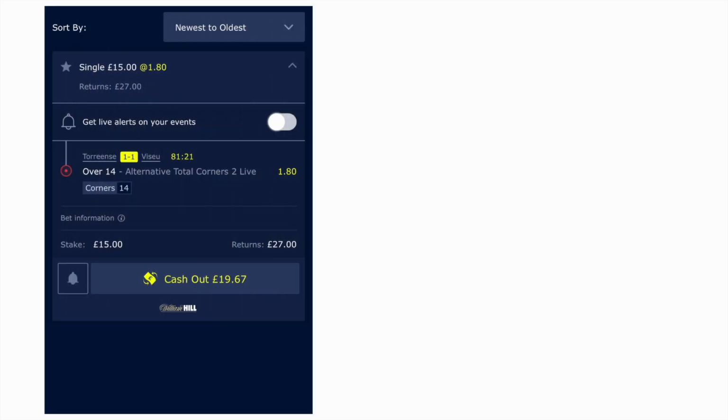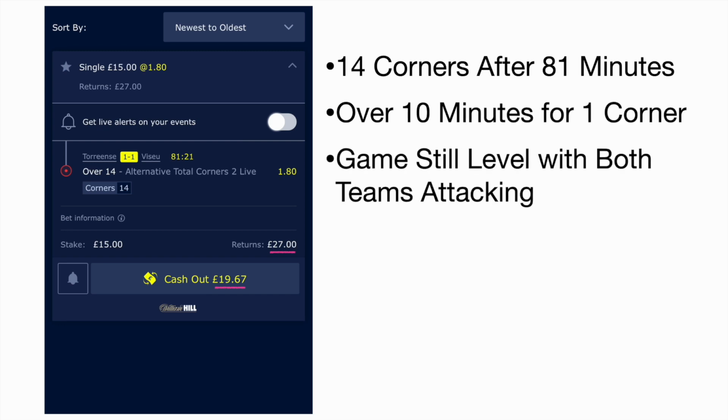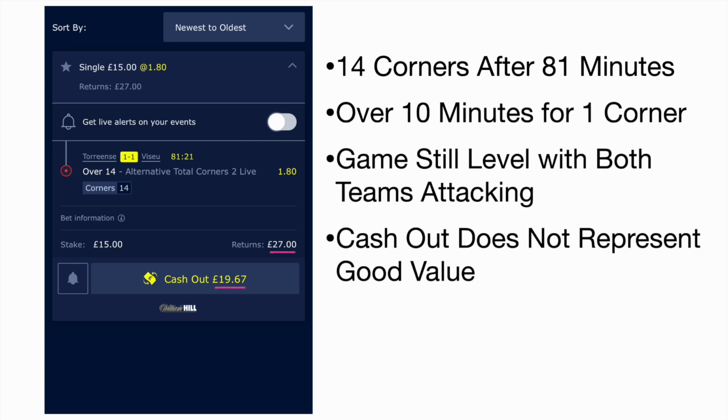Now, if you look at the cash out then in the 81st minute, 19.67, and the returns are £27 for the full bet. And we've still got 9 minutes plus injury time left, so over 10 minutes. Now, 14 corners after 81 minutes, 10 minutes for one corner with this being level and both teams attacking. This is an example of why you don't always want to cash out. That cash out does not represent good value. You're throwing away a lot of money if you cash out there.